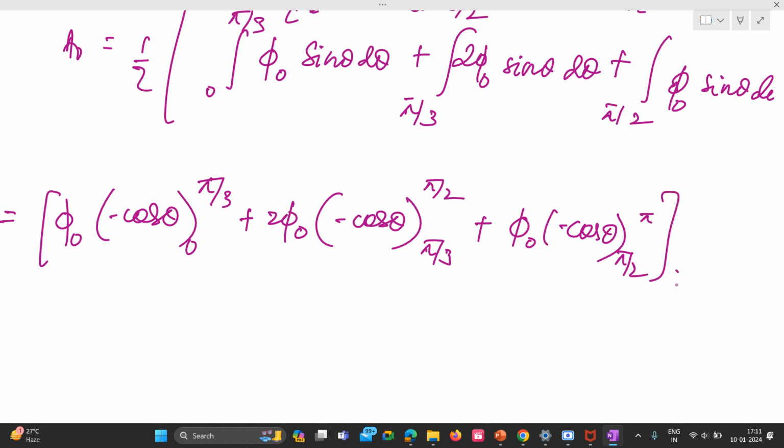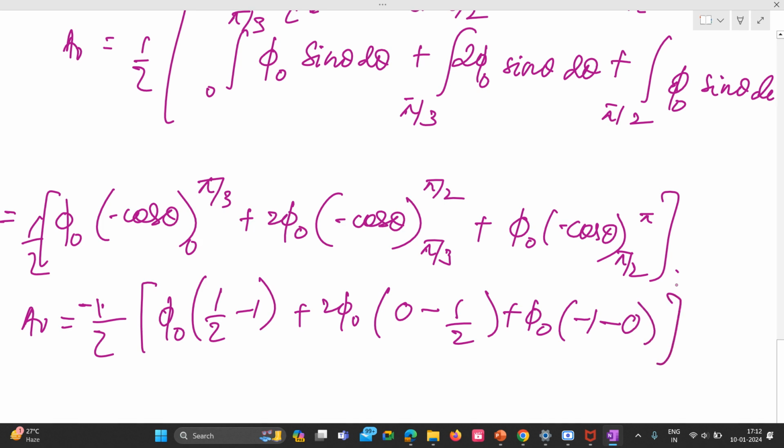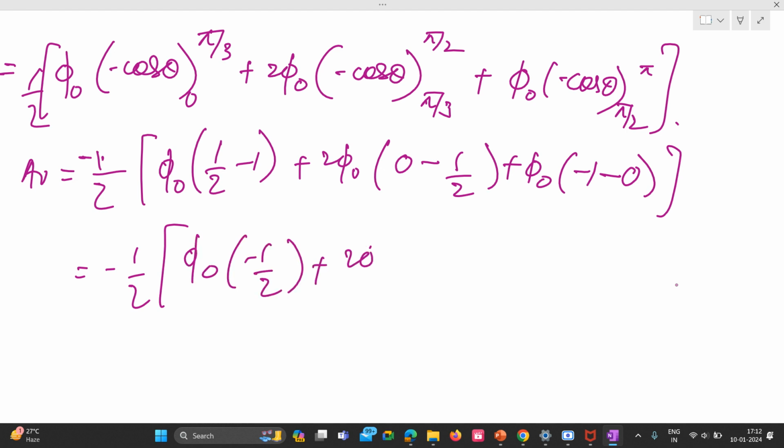So a naught becomes 1 by 2 phi naught, minus cos pi by 3. Take all the minus outside this, please. So cos pi by 3 is 1 by 2, minus 1, plus 2 phi naught, cos pi by 2 is 0, minus 1 by 2, plus phi naught, cos pi is minus 1, minus 0. So this becomes minus 1 by 2 phi naught minus 1 by 2, plus 2 phi naught minus 1 by 2. This is minus phi naught, isn't it?